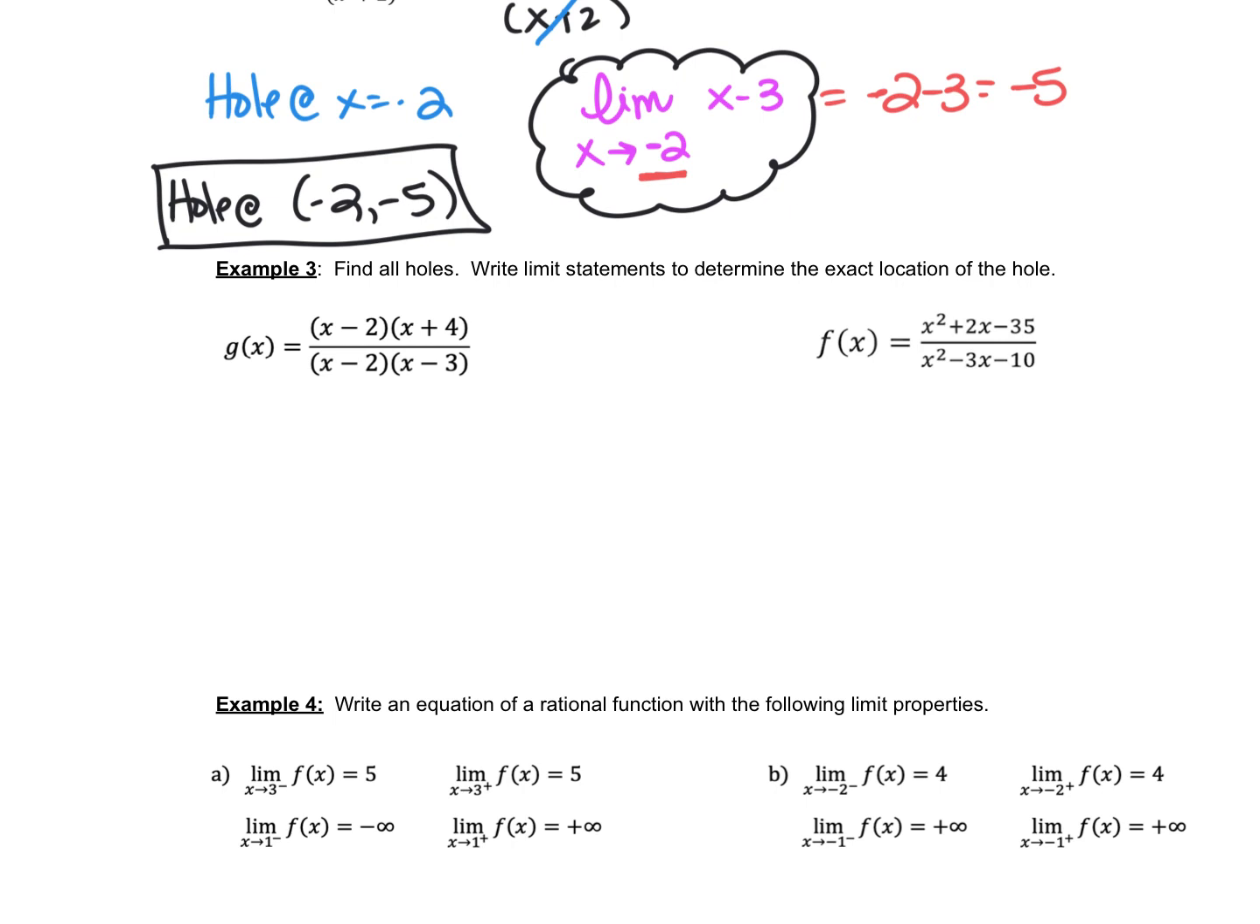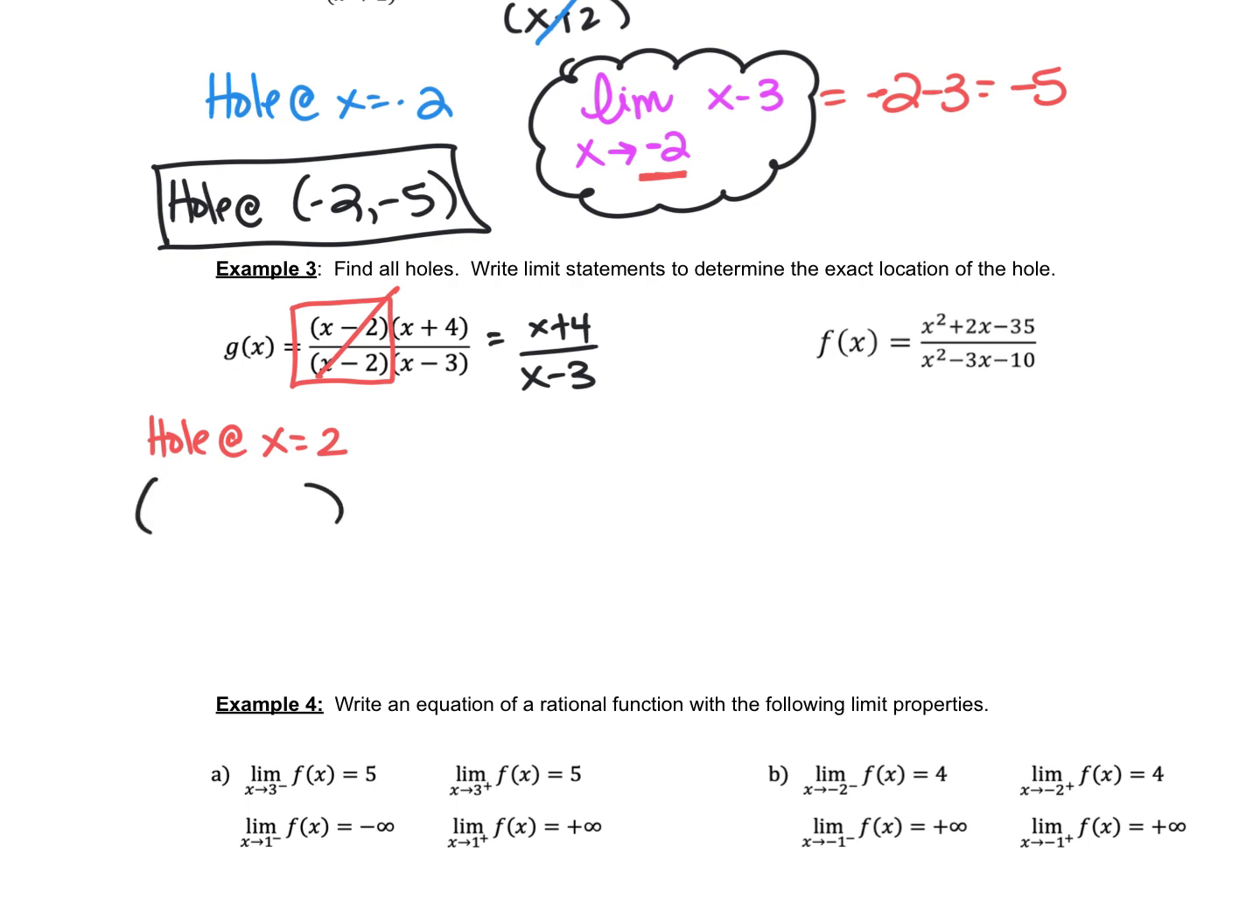All right, so let's look at this next one together. We want to find all the holes. We want to write a limit statement to determine the exact location of the hole. That means give me the ordered pair, okay? So if I look at g of x, it's already factored for me, which is nice. It's pretty obvious that we've got a hole right here because we've got a matching factor. So we know our hole is going to happen at x equals positive 2. If I reduce that out, it leaves my g function as x plus 4 over x minus 3.